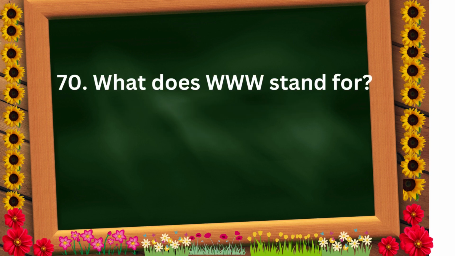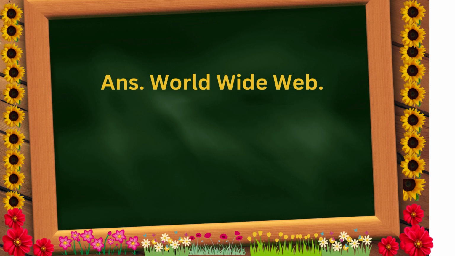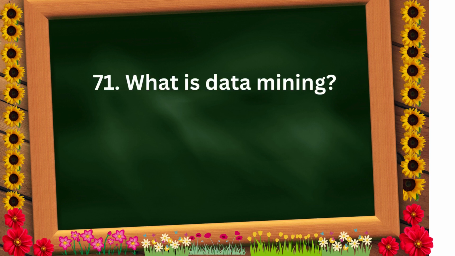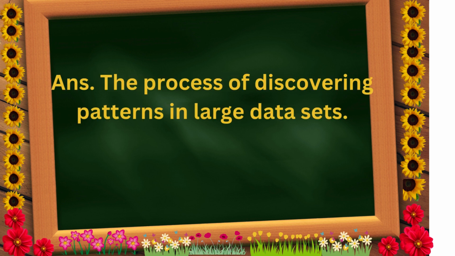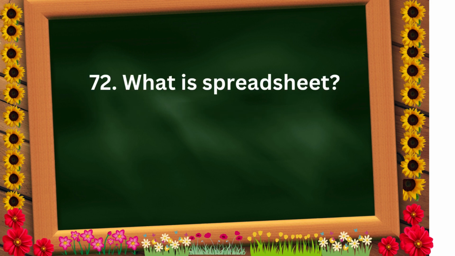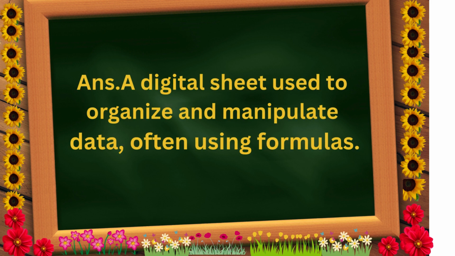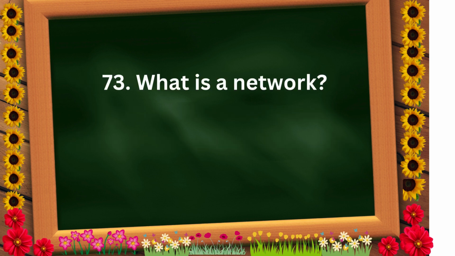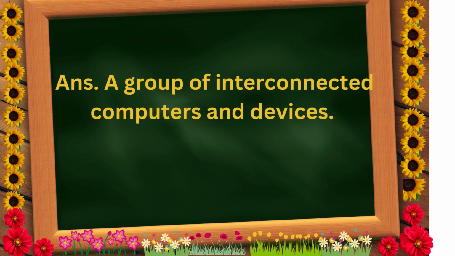What does WWW stand for? World Wide Web. What is data mining? The process of discovering patterns in large data sets. What is a spreadsheet? A digital sheet used to organize and manipulate data, often using formulas. What is a network? A group of interconnected computers and devices.